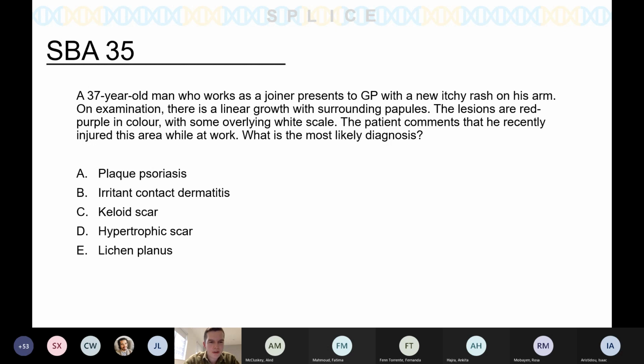It's kind of obvious that it's not psoriasis or dermatitis because we've finished with those sections, but I was struggling to think of other options to put in this question. Okay, let's see what people put.